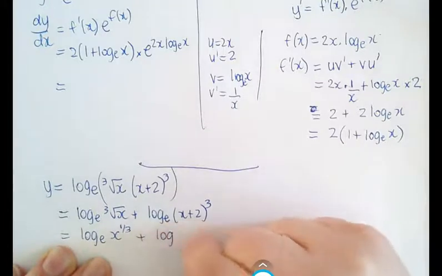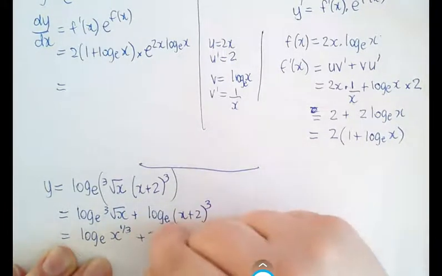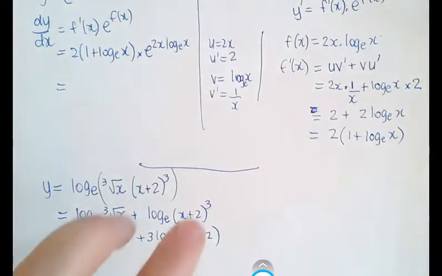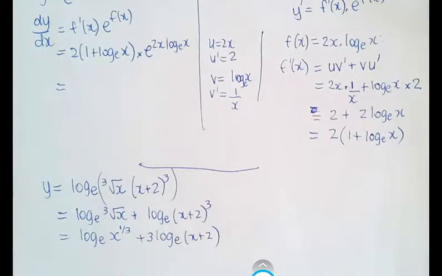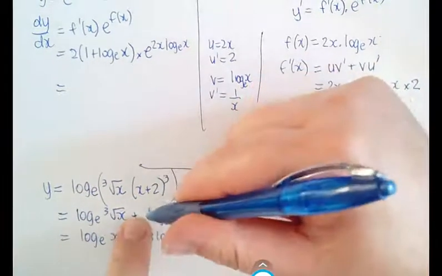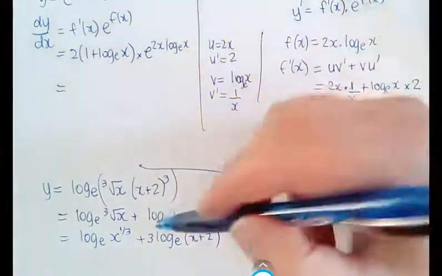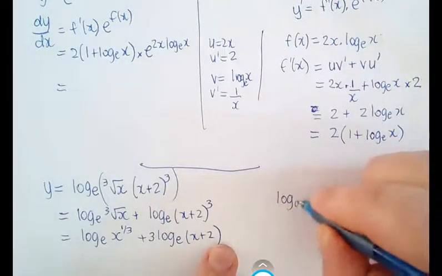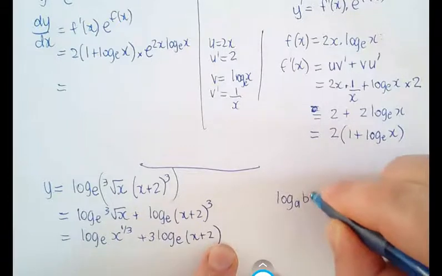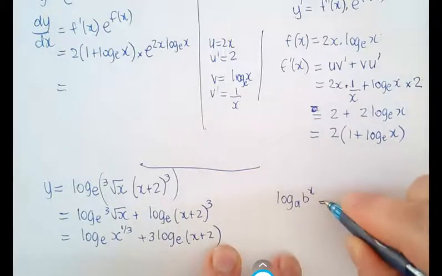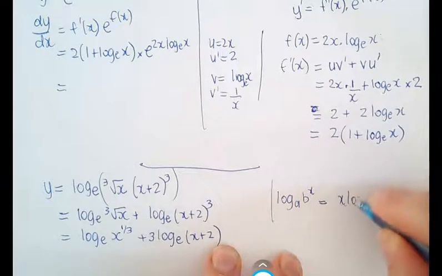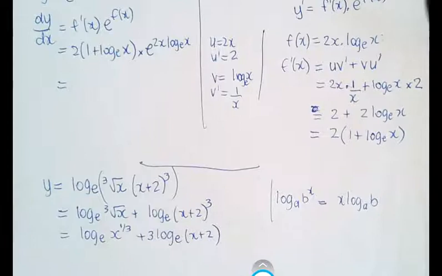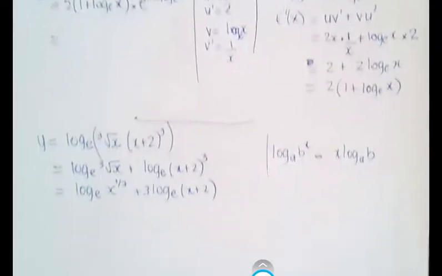And this one, you could actually bring that 3 to the front. And I would be doing that too. Otherwise it's going to get complicated for you. I would definitely bring this 3 to the front, because remember that is one of our rules, that log to the base a of b to the x, it doesn't matter which pronumerals I use, but the rule is it's x log to the base a of b. So please bring that 3 to the front, otherwise you're going to find the derivative quite complicated.